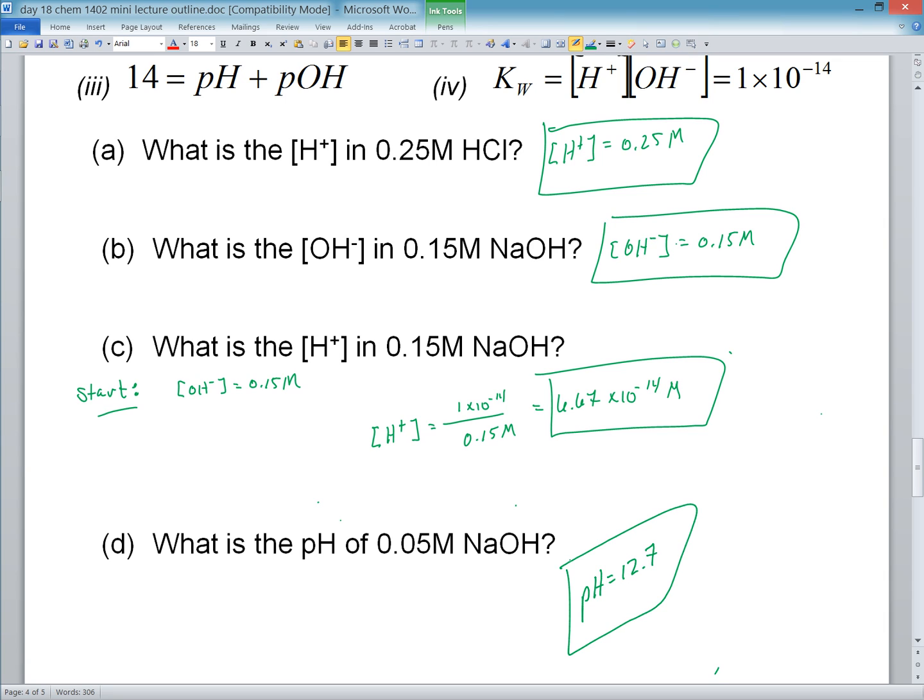Well, the 1.3. Yeah, but then you've got to subtract from 14, so it's already negative. You just add it to 14. So it's 10. Yep.